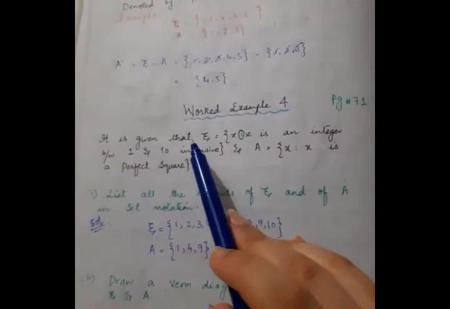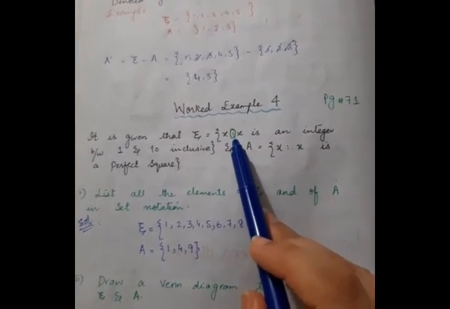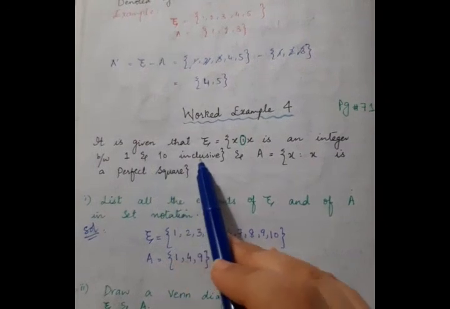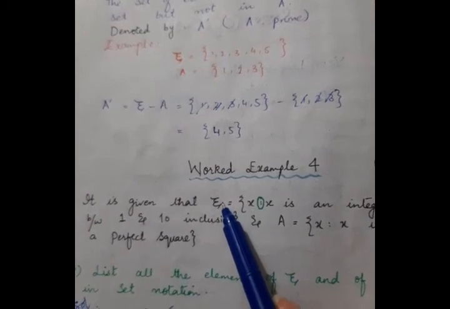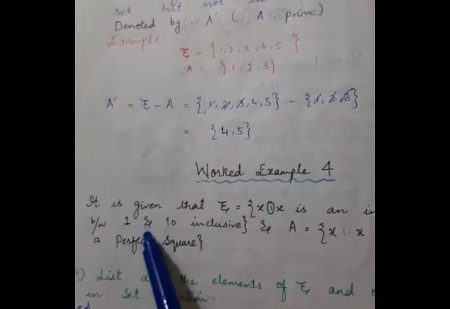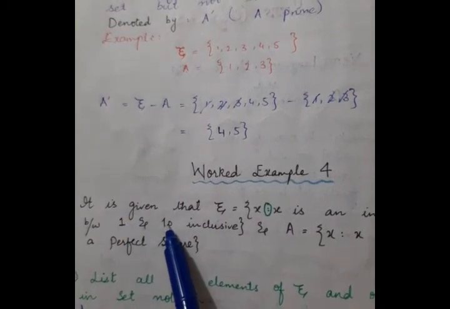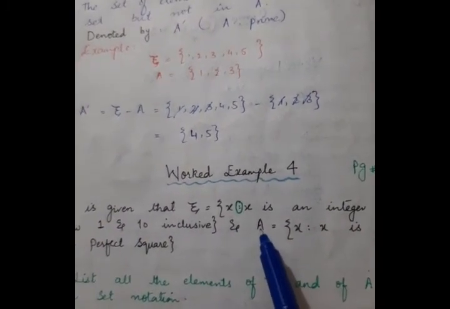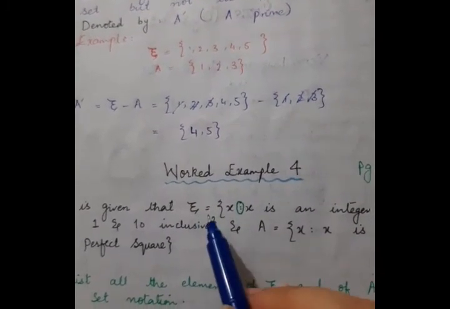Okay, now we are going to do worked example number 4 from textbook page number 71. It is given that the universal set is equal to x such that x, this is the symbol for such that, is an integer between 1 and 10 inclusive. What does it mean? It means that the universal set contains all the elements starting from 1 and ending at 10. Between means 1 और 10 के दरमियान वाले elements, and inclusive word means that you are going to include 1 and 10 also. And the subset means जो आपको एक subset दिया है, subset means small set जो universal set में contain, universal set जिसको contain करेगा.